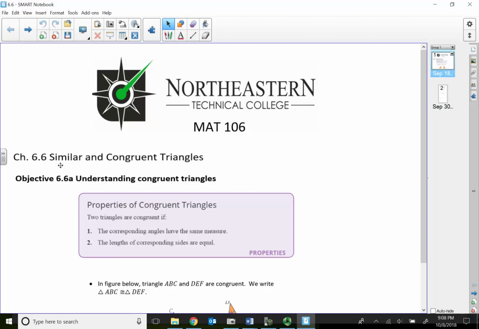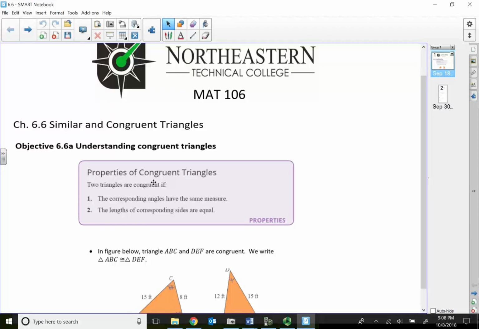To module 6.6, similar and congruent triangles. So in this lecture video, we're going to talk about both similar and congruent triangles. We're using triangles here as an example, but this module can easily apply to similar and congruent figures. Okay, so let's take a look at congruent first. Congruent triangles or congruent figures.